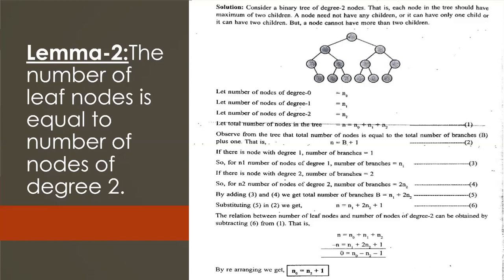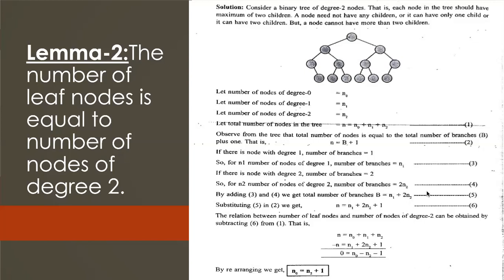With degree 2, branches will be 2. So for degree 2 nodes, the number of branches will be 2n2, because there are two branches, right? So it will be 2n2. Let's consider this as equation 4. By adding equation 3 and equation 4, we get B, the total number of branches, equal to n1 plus 2n2, right? So let's substitute. We know that n is equal to B plus 1, right? So this will be n equals n1 plus 2n2 plus 1.